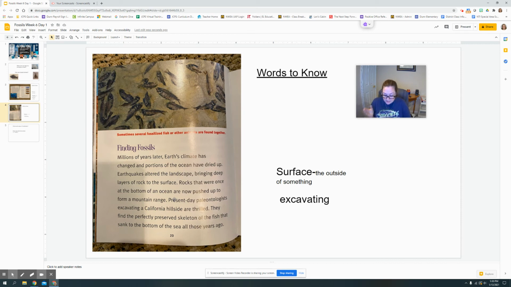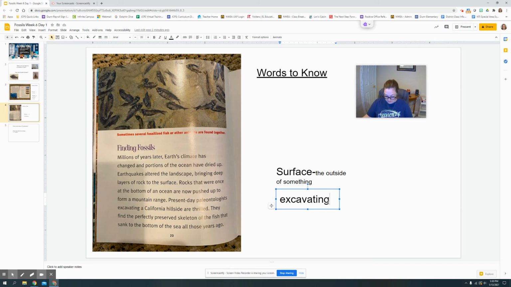All right, so where was this fish buried? This fish was deep down in the earth, right? Let's finish looking at this last little bit of text, and this is where this fossil is going to get discovered. Present-day paleontologists excavating a California hillside are thrilled. They find the perfectly preserved skeleton of the fish that sank to the bottom of the sea all those years ago. So these present-day paleontologists are excavating. Remember, excavating is when they are removing something from the earth. So let's put that definition in there.